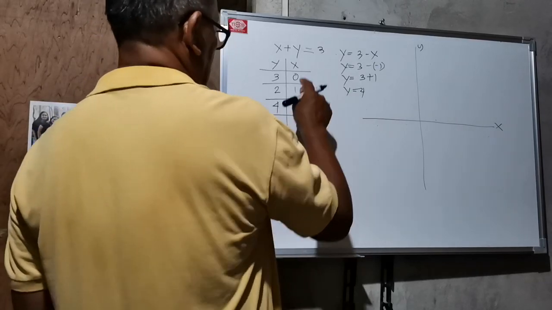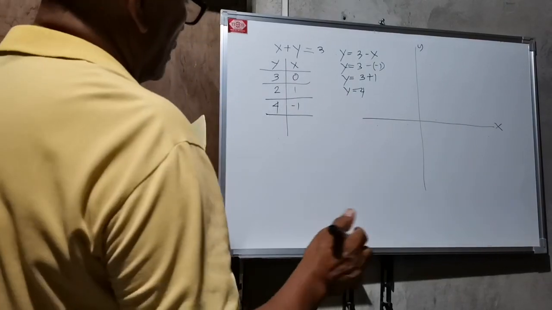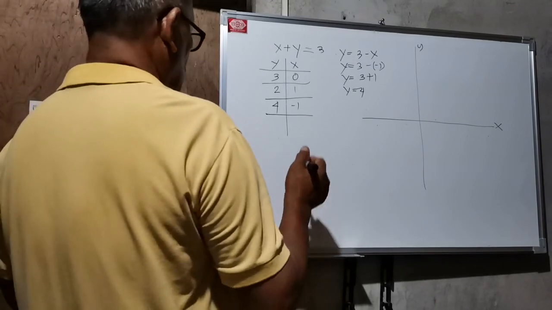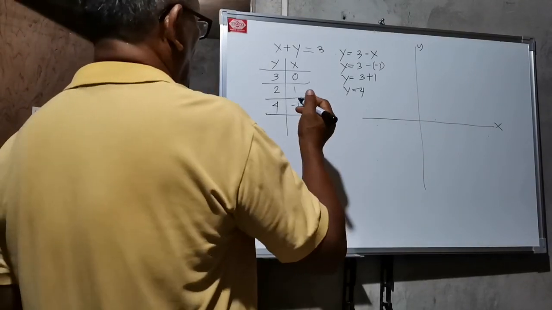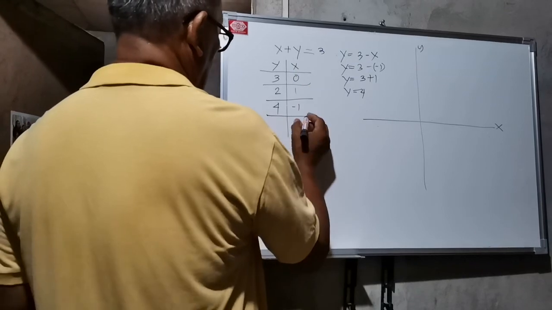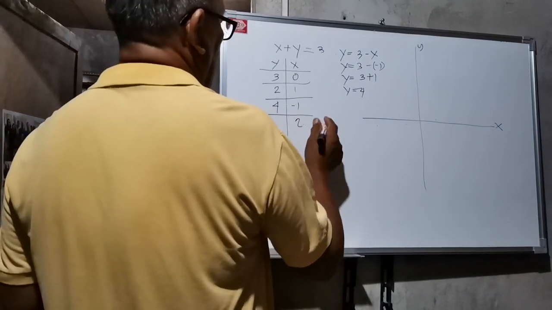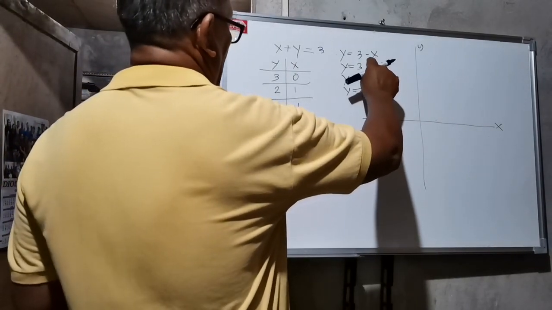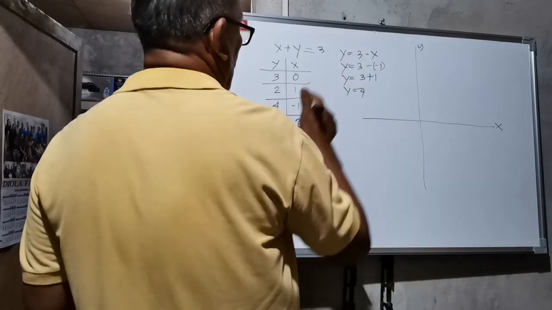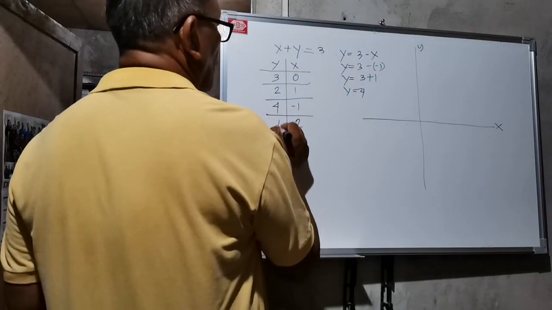Can we now plot the graph of these 3 points? We are going to use two more values for the x variable. For example 2. If x is 2, y is 1.